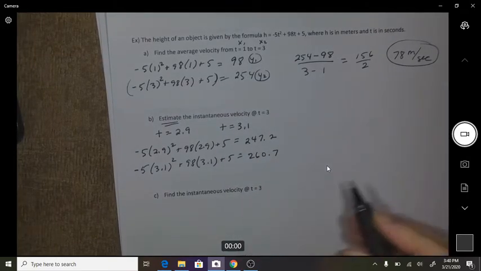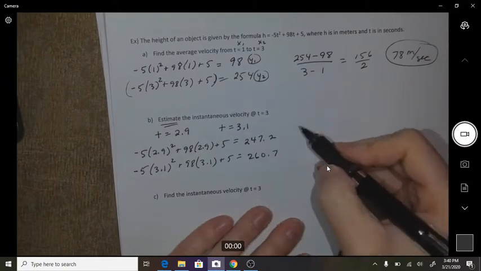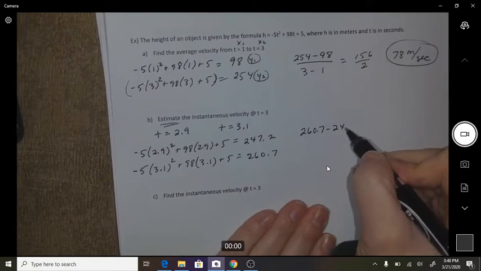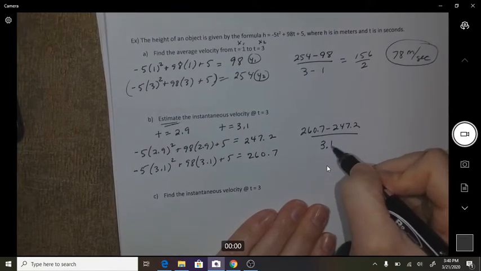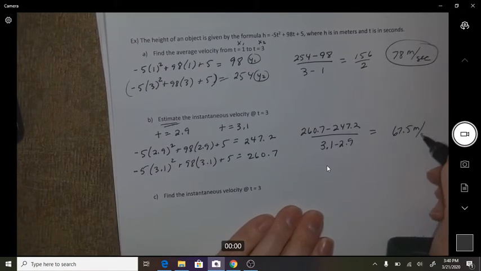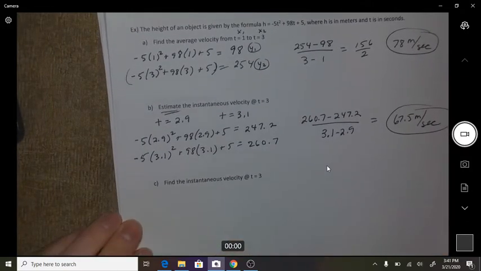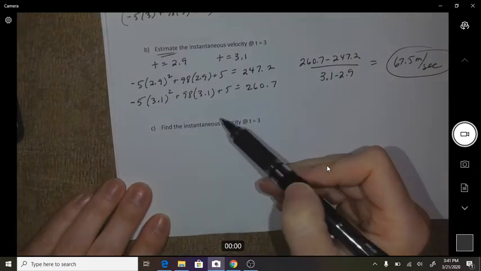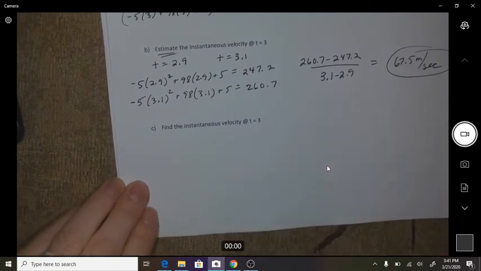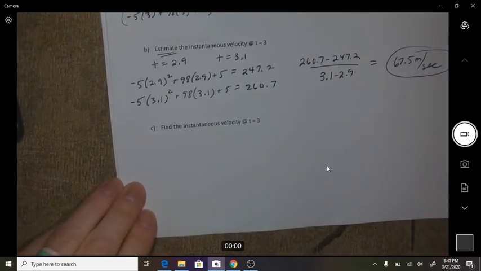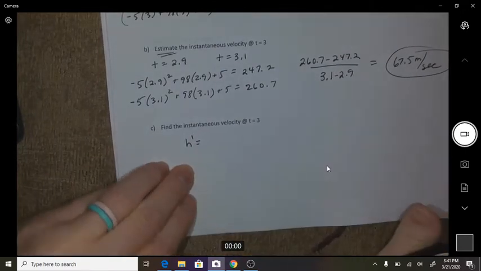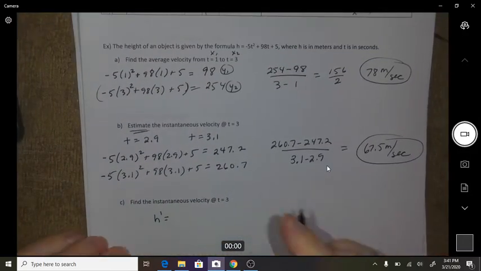Okay, so if I do an estimation, y2 minus y1 over x2 minus x1, and that comes out to 67.5 meters per second. The difference between this question and this is estimating versus find the instantaneous. So in order to find the instantaneous velocity, I have to derive this. So h prime, so I have to derive this.